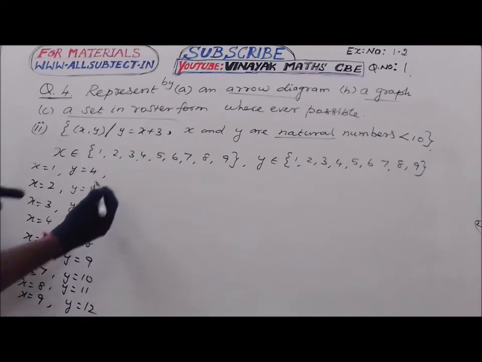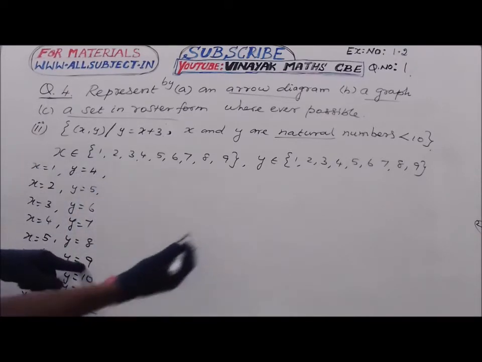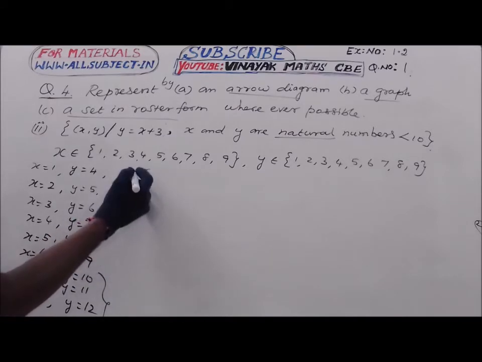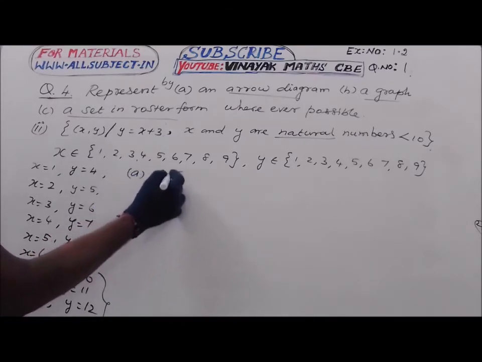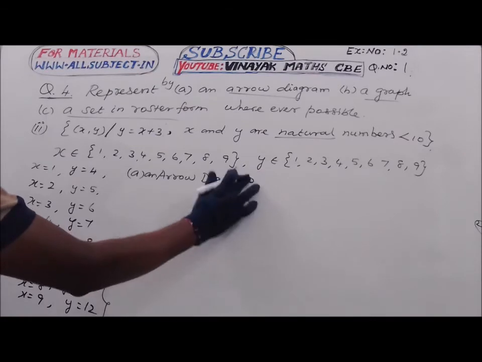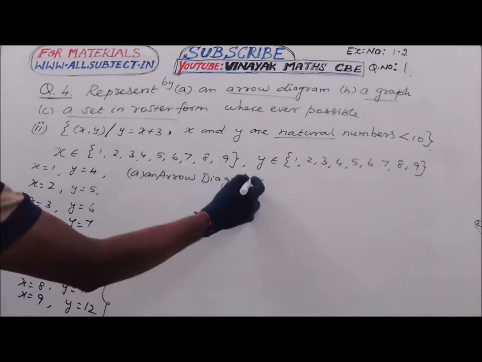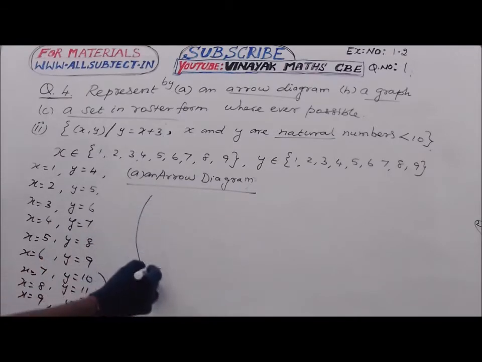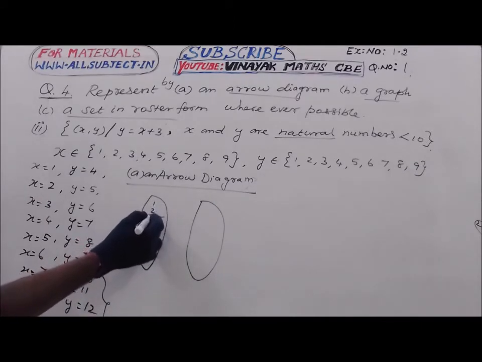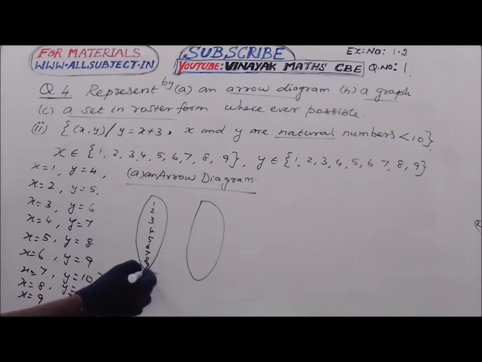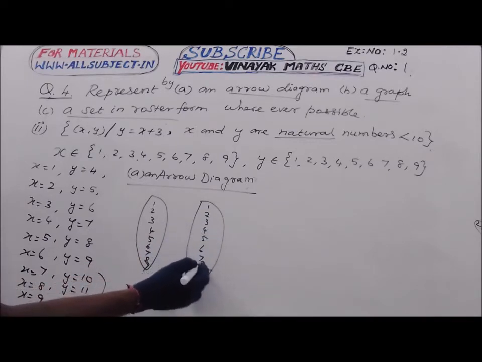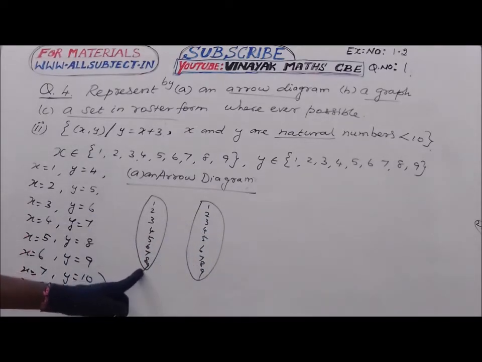Now look at here. Only 4, 5, 6, 7, 8, 9 elements are present in y. These 1, 2, 3 are not present in y. So now the representation of the arrow diagram. These are the elements present in X. They are 1, 2, 3, 4, 5, 6, 7, 8, 9. And in Y we have 1, 2, 3, 4, 5, 6, 7, 8, 9. X and Y contain equal elements from the natural number set.